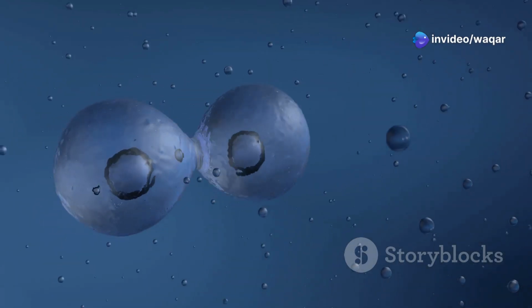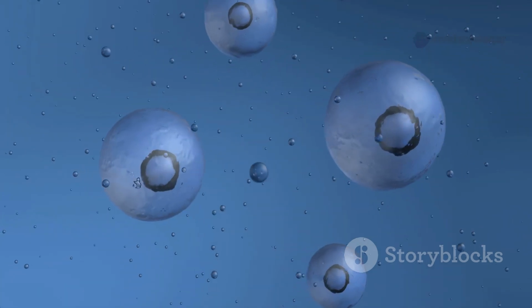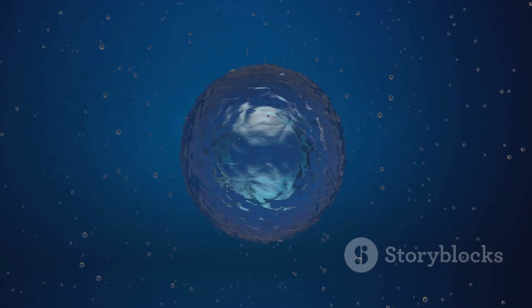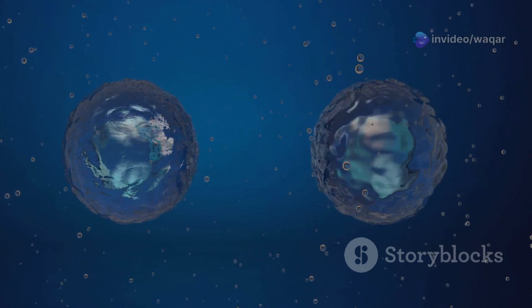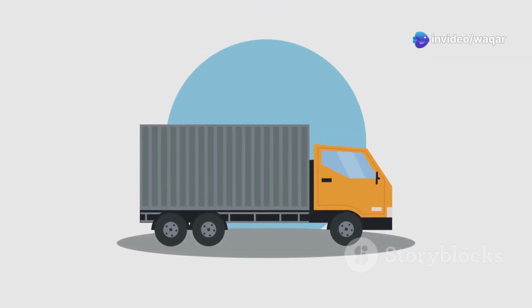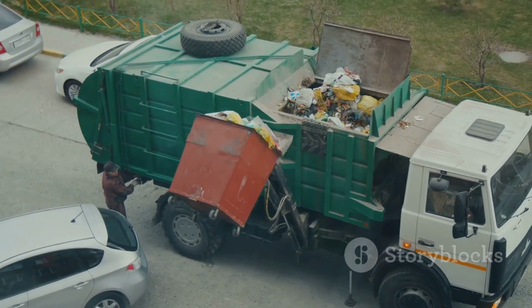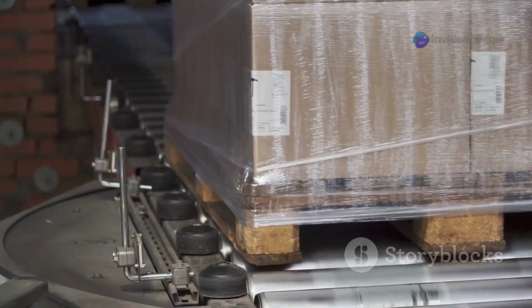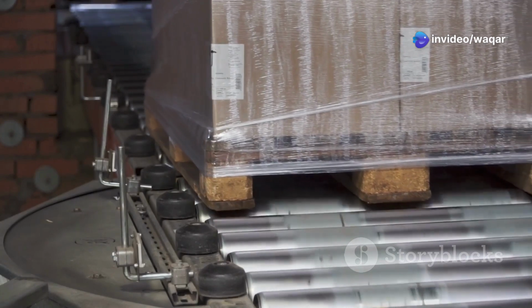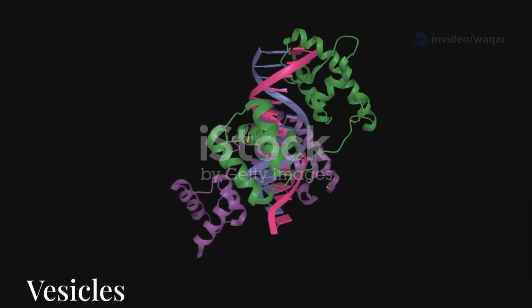Kinesins generally move cargo towards the plus end of microtubules, which typically corresponds to the outer edges of the cell. Dyneins, on the other hand, transport cargo towards the minus end, usually located near the cell's center. Imagine kinesins as delivery trucks, transporting goods from the cell's center to its periphery. Dyneins, conversely, act like garbage trucks, carrying waste products from the cell's outskirts towards its center for disposal. The coordinated action of kinesins and dyneins ensures a continuous flow of molecules in both directions along the microtubule highways.